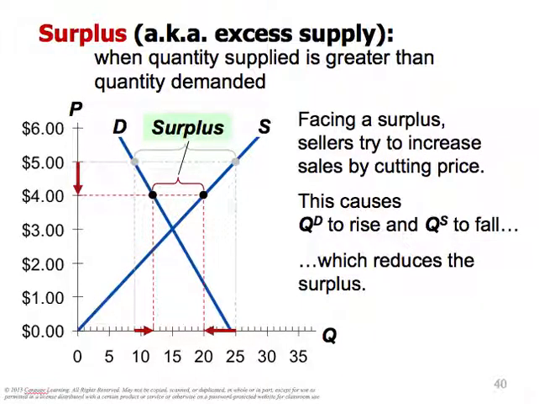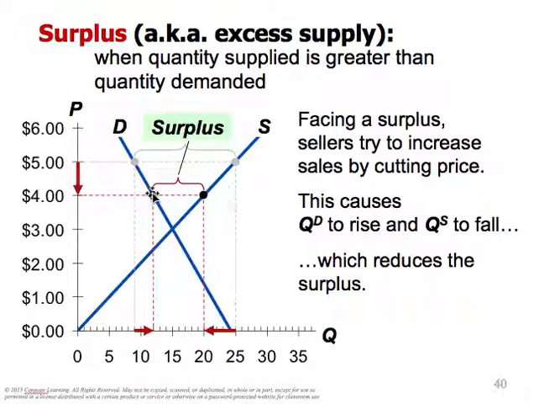So when the sellers are faced with a surplus, they try to increase sales by cutting prices. Because the sellers are overproducing, they want to cut down the price so that they can increase their sales. So they cut their price from $5 to $4, and when the price falls from $5 to $4, you can see the quantity demanded rises. It rises from 9 to maybe 11 here. So we had a downward movement along the demand curve.